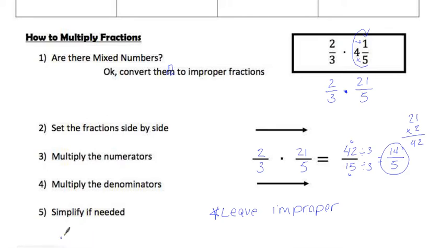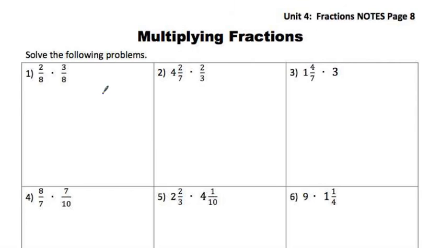Okay, so let's look at some examples of this. It says solve the following problems. So if we look at this one, remember multiply divide goes side to side, so we're going to multiply the numerators, multiply the denominators. 2 times 3 is 6. 8 times 8 is 64. Now, the question we have to ask ourselves is, are they in simplest form? In this case, this one is not. They are both even, so I'm going to divide by 2, and when I divide by 2, I get 3 over 32.